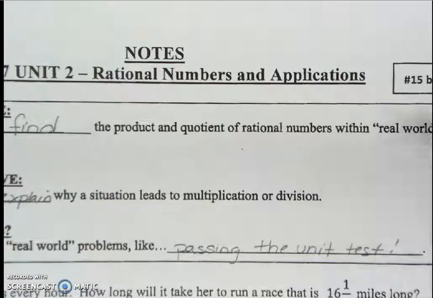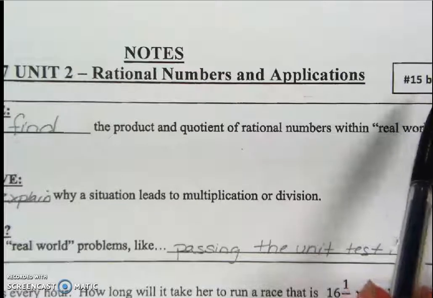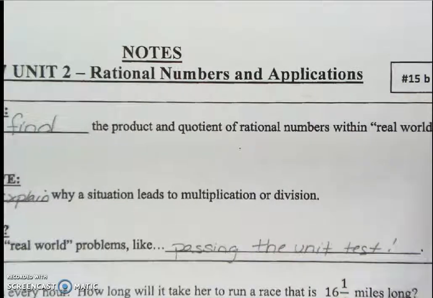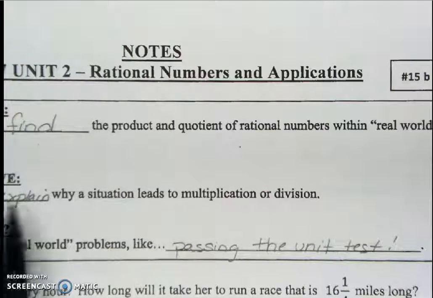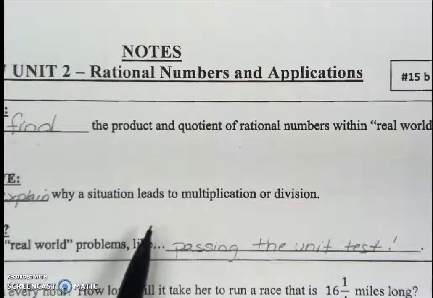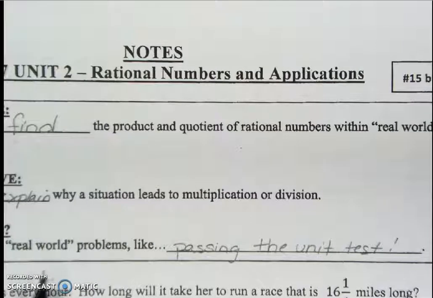All right, guys, you have made it to the last lesson in Unit 2. We are on Lesson 15B, Rational Numbers and Applications. Today, students will be able to find the product and quotient of rational numbers within real-world contexts. Students will be able to explain why a situation leads to multiplication or division, and this is important for many real-world problems like passing the unit test, because we all know that's coming up. This is our last lesson.